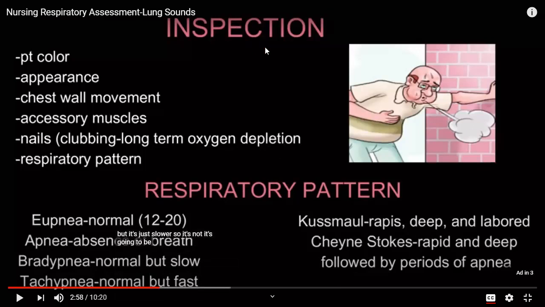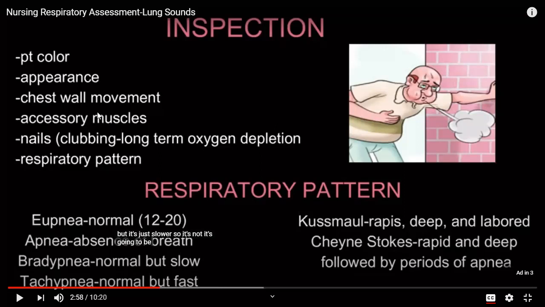You see, during the inspection, what do you have to see? The patient's color over the chest area, anterior view and posterior view. Also, appearance means any kind of abnormalities. Chest wall movement with inspiration and expiration. Also, we have to check the symmetrical movement, right and left, symmetrical. Chest expansion during inspiration and expiration.